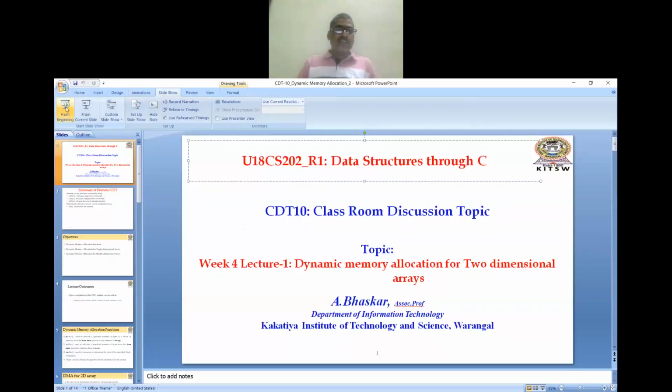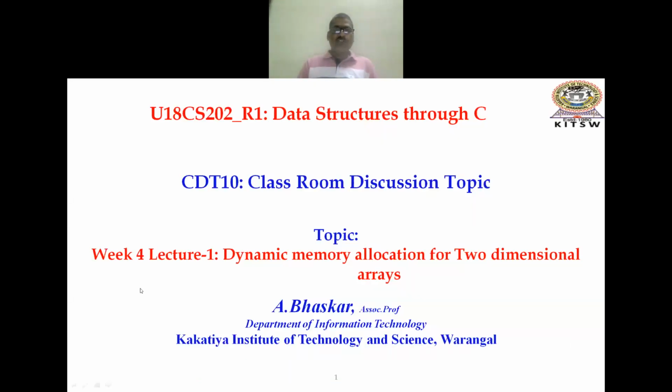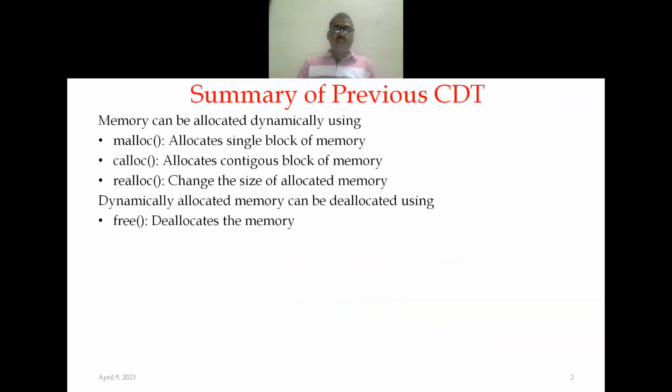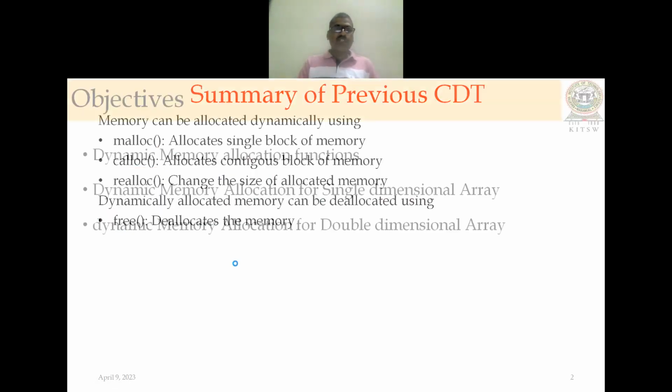The current topic for discussion is week 4 lecture 1, dynamic memory allocation for two-dimensional arrays. A summary of the previous class: we discussed dynamic memory allocation functions like malloc, calloc and realloc. We have used those. And then free is a dynamic memory deallocation function that we have seen, and how malloc or calloc can be used for one-dimensional arrays.